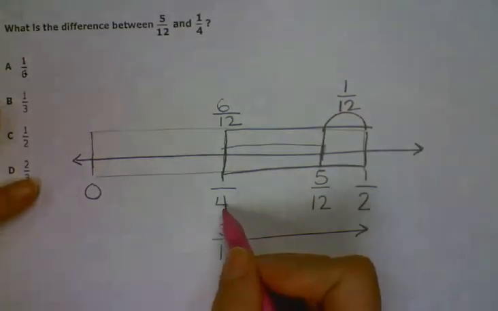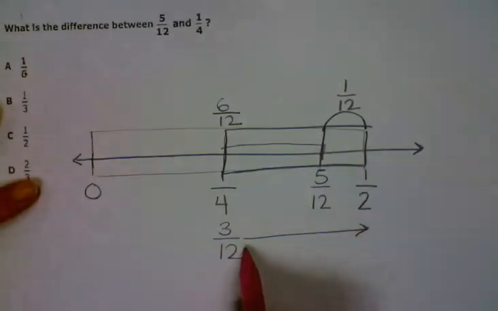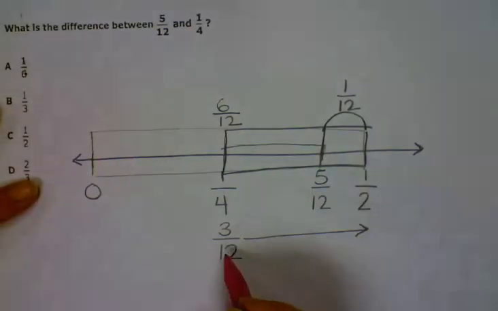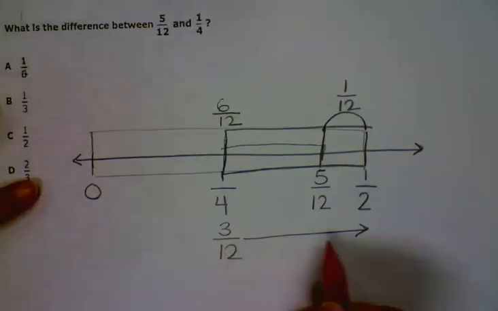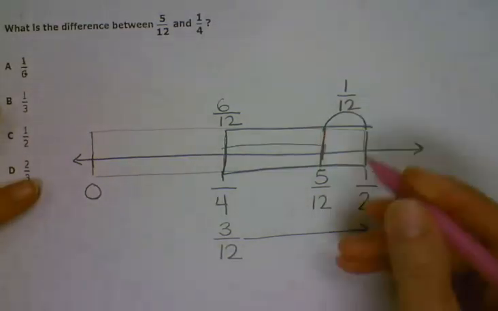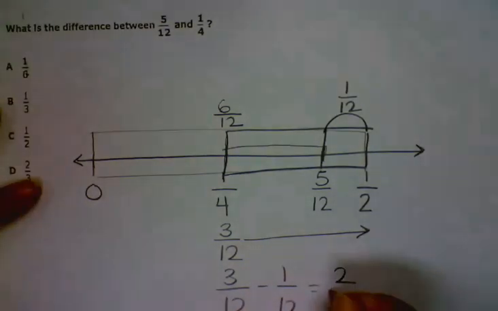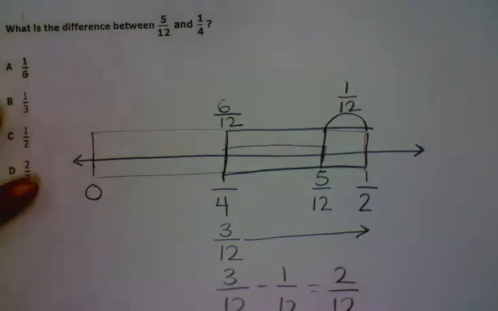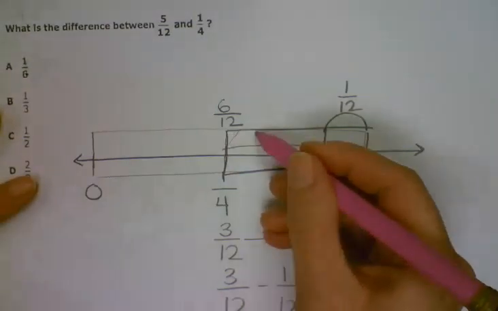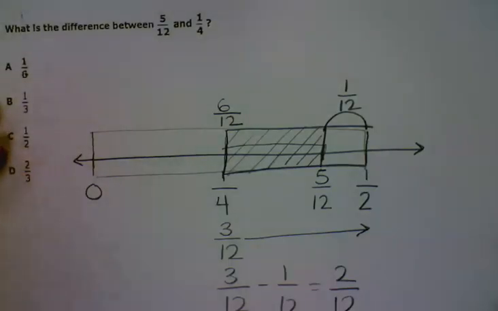So from 1/4 to 5/12, I need to figure out the difference. 3/12 minus this 1/12 equals 2/12. This area right here is equal to 2/12.